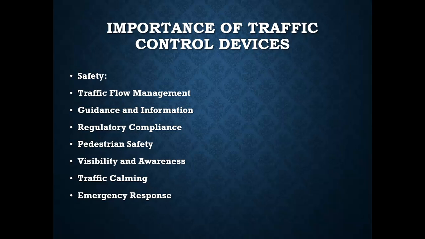Then traffic flow management. Traffic control devices help to manage the flow of vehicles on the road by providing instruments on the road that help make sure there is a free flow of traffic. Then guidance and information. Traffic control devices also provide essential information to road users on direction, speed limits, lane assignment, parking regulations, warning signs, and potential hazards. This guidance helps drivers navigate roadways safely and effectively.